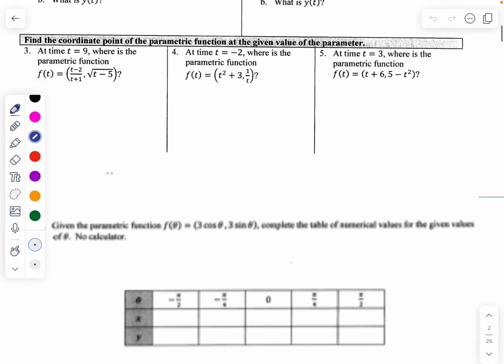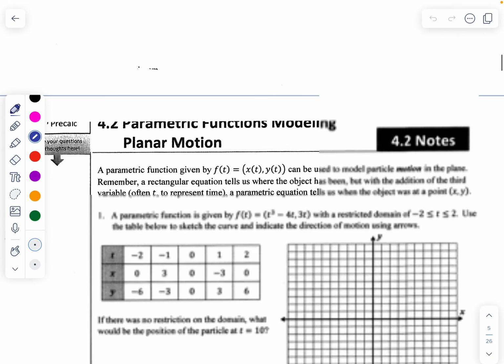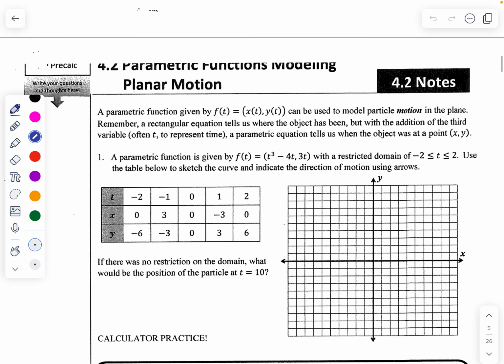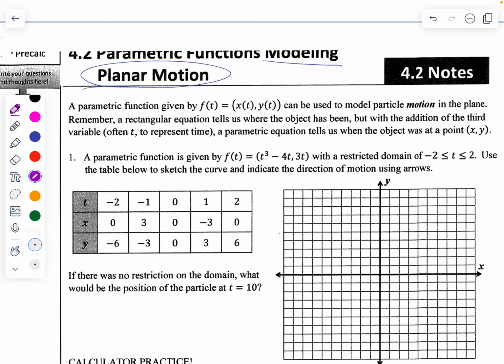Hey y'all, let's talk about section 2. Let me find it. Here we go. Section 2, we're talking about parametric functions modeling planar motion. So let's get into it.